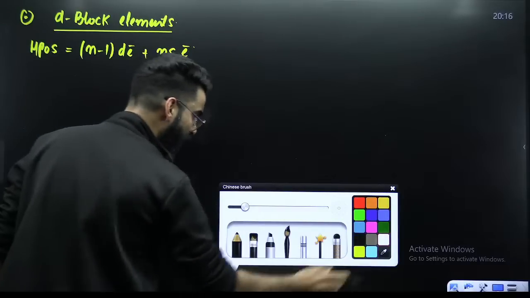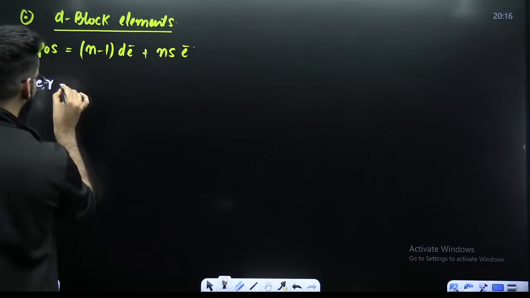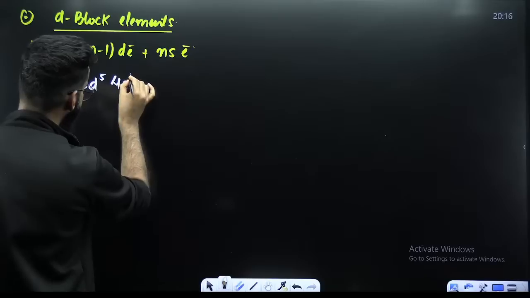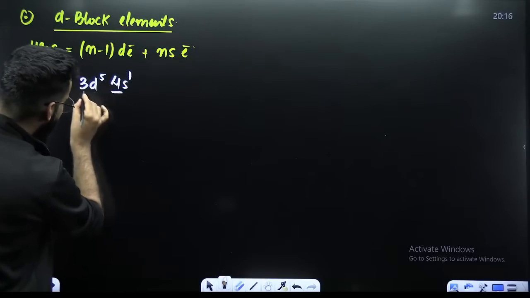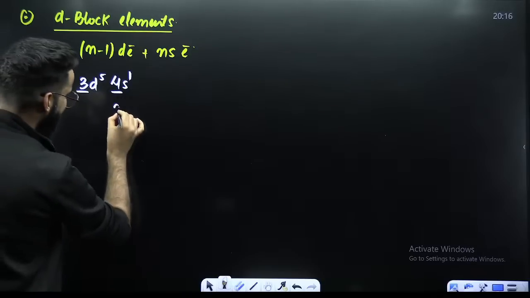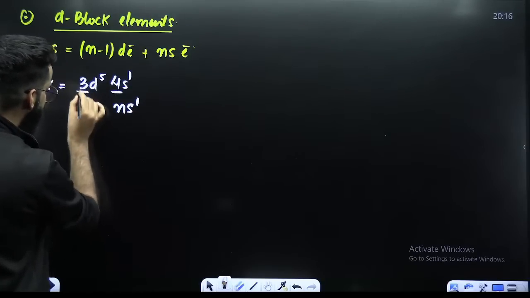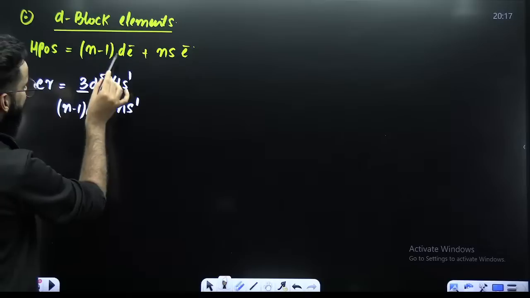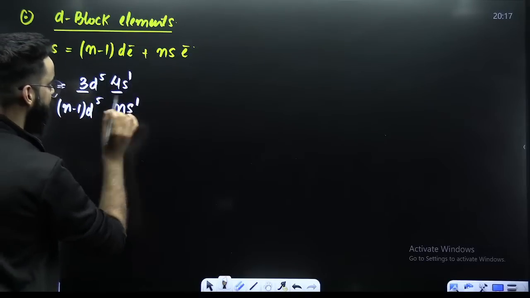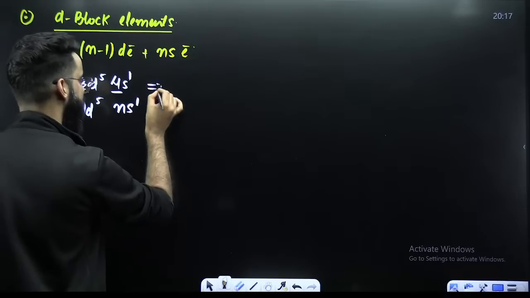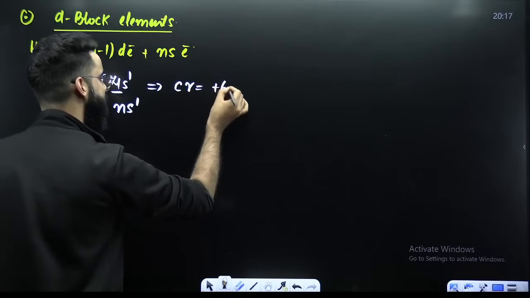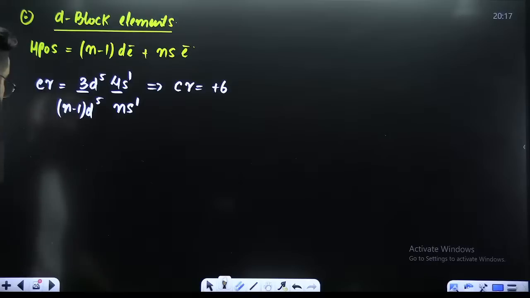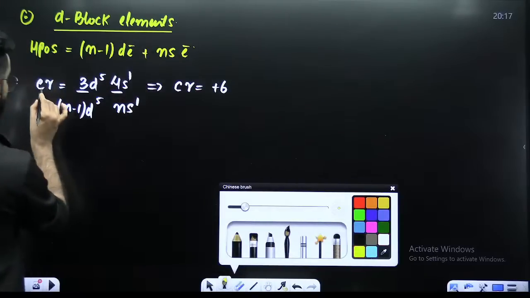Try to understand. For example, I have got, let's say, chromium. What is the outermost configuration of chromium? You should know it. Outermost configuration of chromium is 3d5, 4s1. If this is n, that means this is n minus 1. So this is your ns, carrying 1 electron. And this is your (n minus 1)d, carrying 5 electrons. So 5 plus 1 comes out to be 6. So the maximum oxidation state that can be shown by chromium can be plus 6. Remember this.